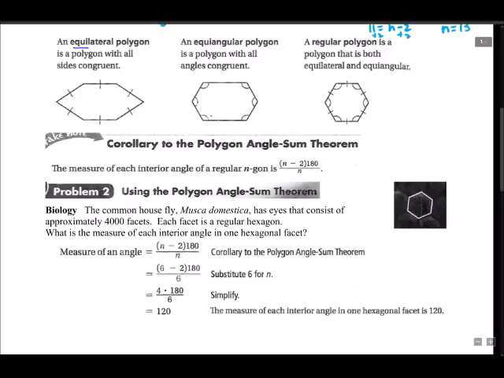An equilateral polygon. What does equilateral mean? Equal sides. So that is just a polygon with all sides congruent. There's our picture. An equiangular polygon. What's equiangular mean? Equal angles. So equal angles, equal sides. An equiangular polygon is a polygon with all angles congruent.